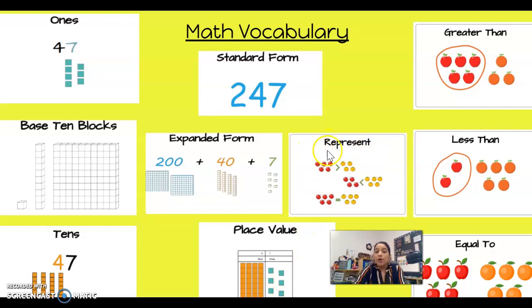So in 47, we have 4 tens, and we have 7 ones. Represent. When we are representing a problem or an equation, we are able to use the greater than, less than, or equal to symbols.